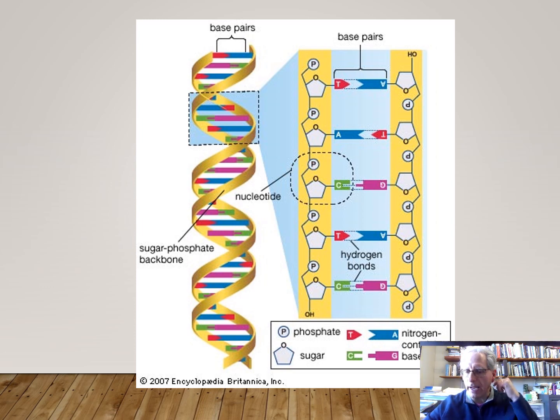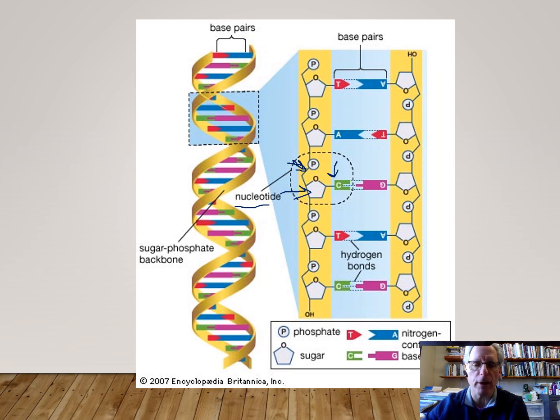Here's the structure of DNA. DNA is a polynucleotide. So a nucleotide has 3 parts. It has a phosphate, it has a ribose sugar, and it has a nitrogenous base. Put those 3 together, you have a nucleotide. If you link these nucleotides together, you have a polynucleotide.